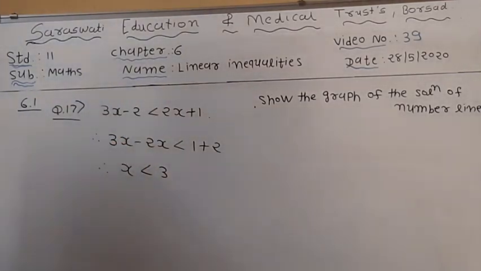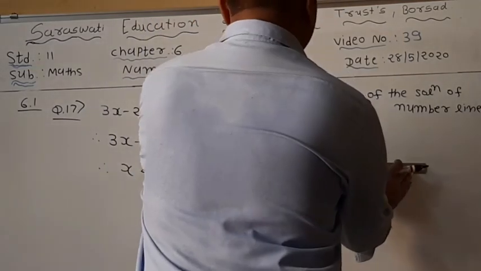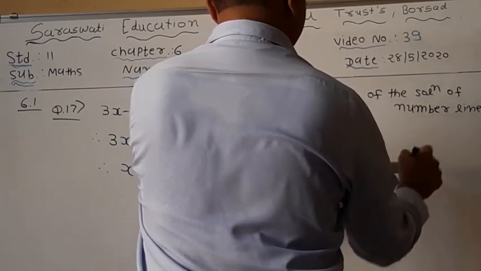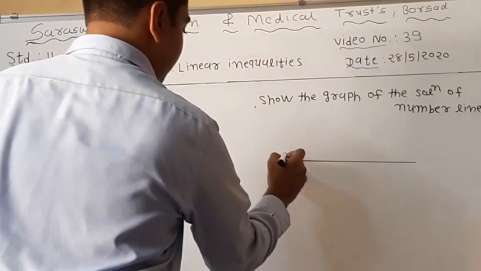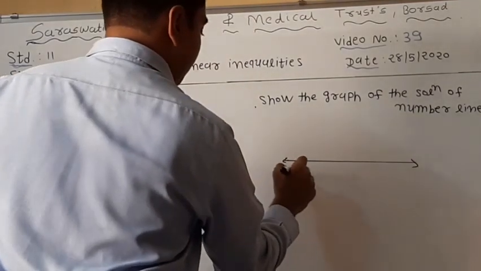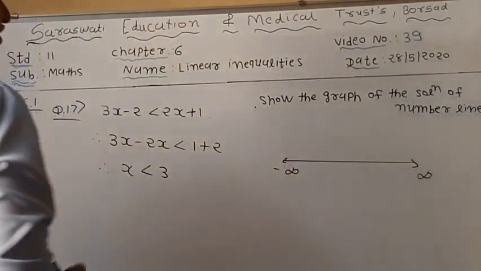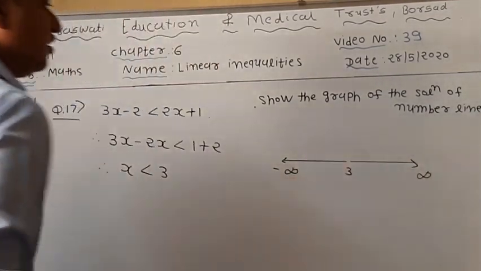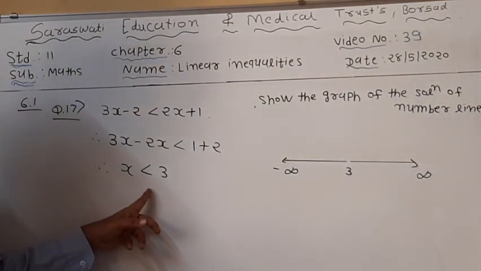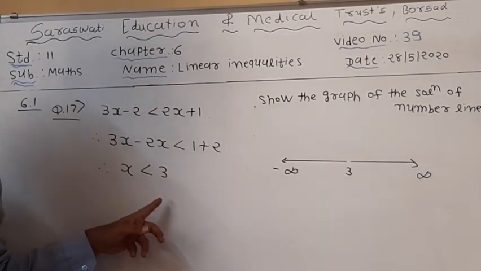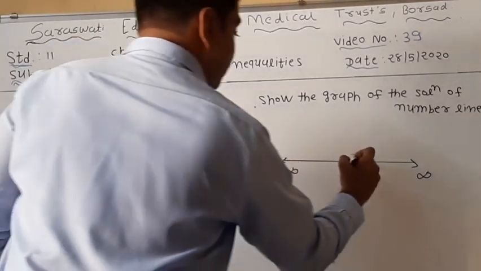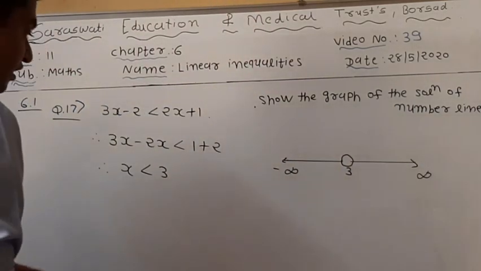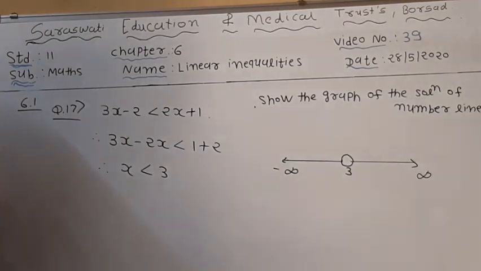So how can we represent it on the number line? Once again, here draw a line. Here minus infinity, here infinity. Position of 3 is like here. Strictly less than form is present, so here draw an open circle. Right? Now the arrow is going to the left side.